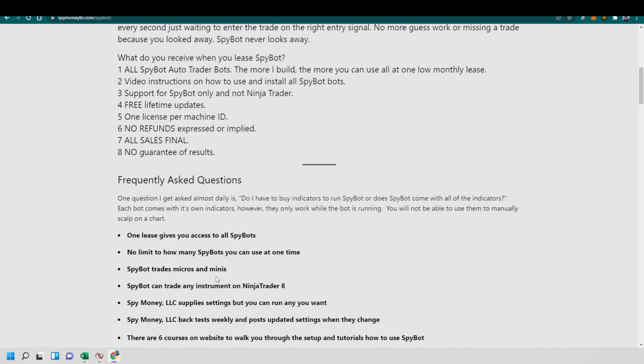One thing that I get a lot of questions about is, do you have to buy the indicators with SpyBot? Each bot has its own indicator, or indicators, depending on what it needs. So you don't have to buy anything else to run SpyBot. However, a lot of times we will run Ranger indicator on SuperTrend or another bot so we can see levels. If you want that, you would have to purchase the indicator that is extra, that's not included with the SpyBot.